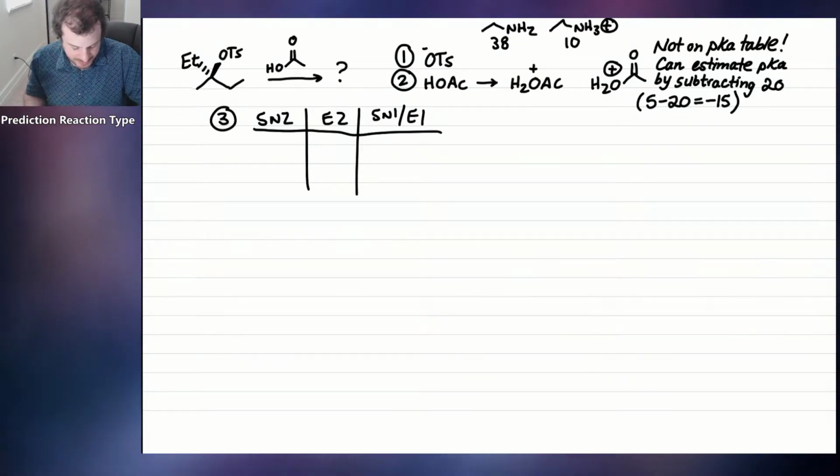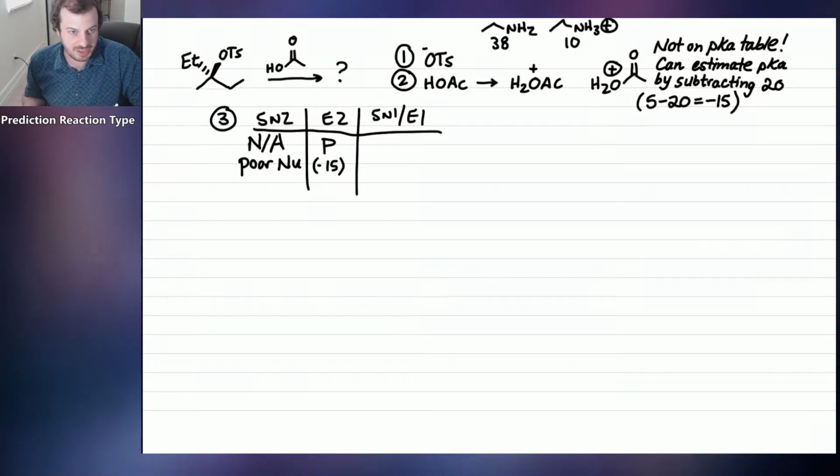Okay. SN2 is going to be not applicable. We have a poor nucleophile. Remember, carboxylic acid is one of our poor nucleophiles. Water, carboxylic acid, alcohol. So SN2 is N/A. E2 is poor, because the pKa of the conjugate acid is negative 15, which is much less than 0. So that is going to be poor.